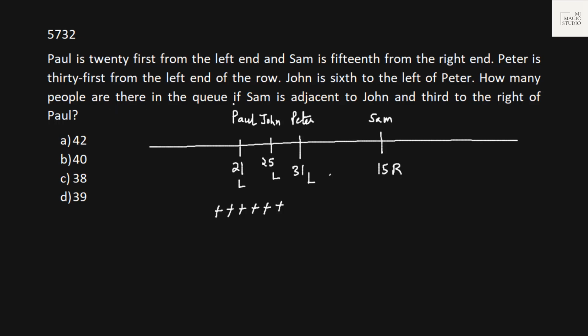How many people are there in the queue, if Sam is adjacent to John and third to the right of Paul? Third to the right of Paul, it's given. 21 to 25, we can see 1, 2, 3, 4. Third to the right means 22, 23, 24th position.